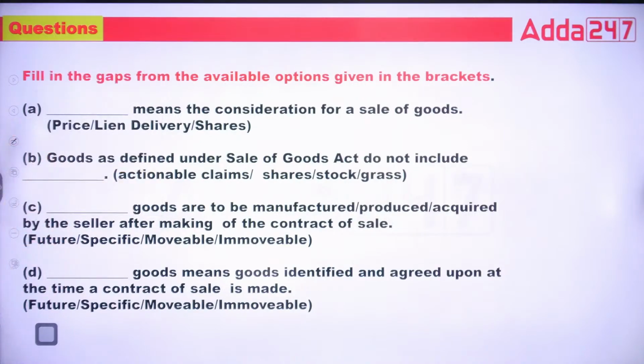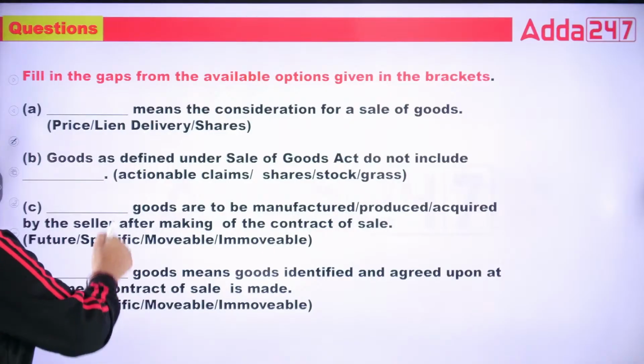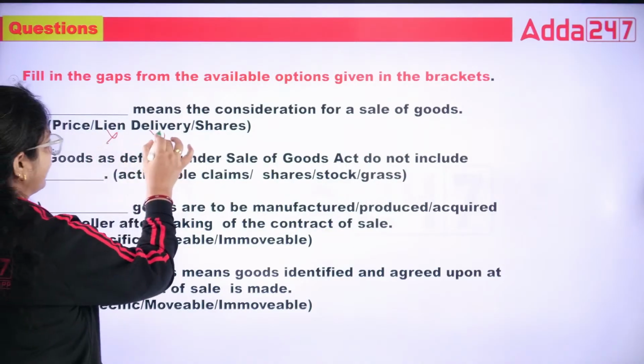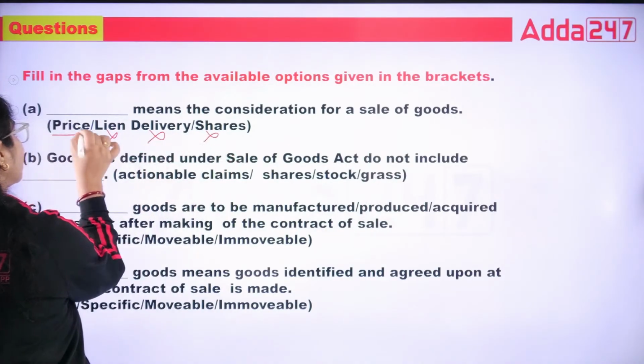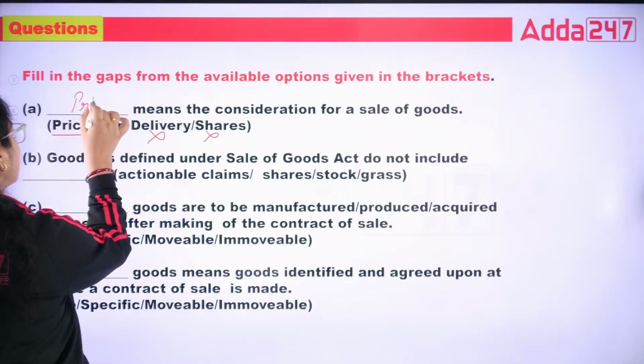Dash means the consideration for the sale of goods. So class, we know that for consideration, not lien, not delivery, not shares, but price is what? It is the consideration. This is the right answer.